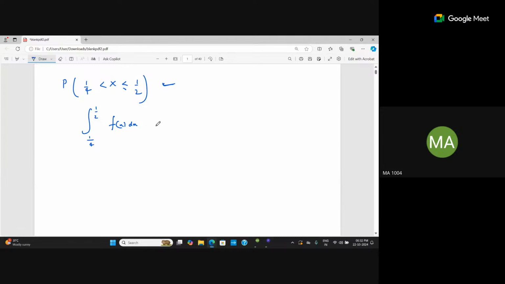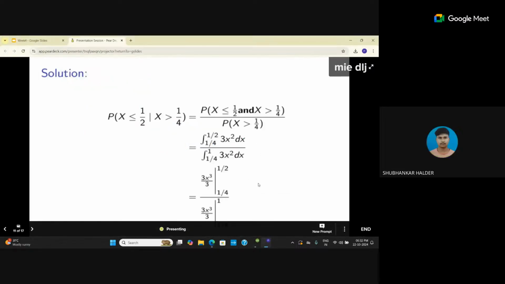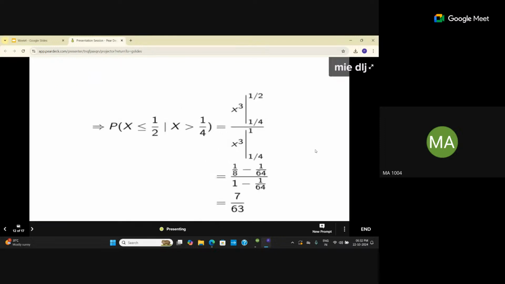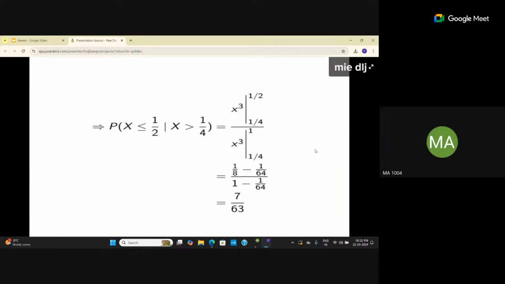Is it clear now? Yes, ma'am. Okay, so it will be integral from 1 by 4 to 1 by 2 of 3x square dx, and divide by probability x is greater than 1 by 4, which is 1 by 4 to 1, and this is your PDF. You have to integrate it. Just a simple calculation, and you will be getting the answer.